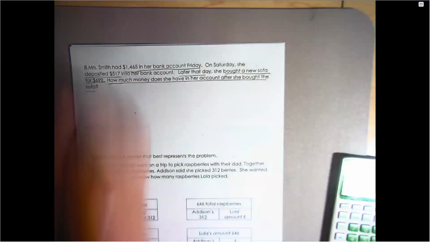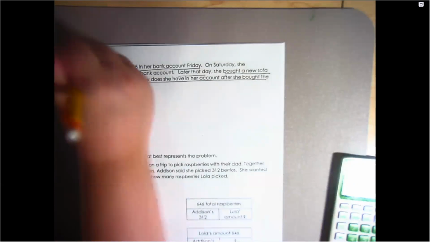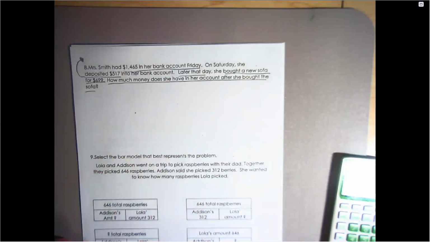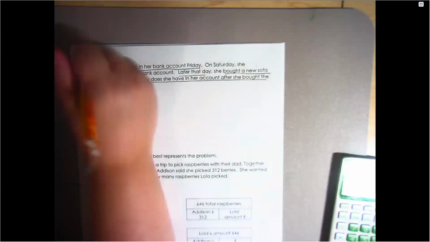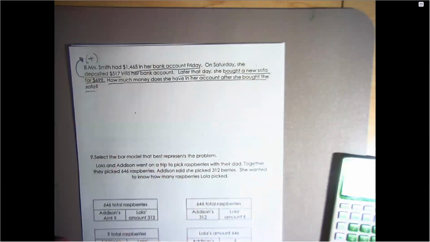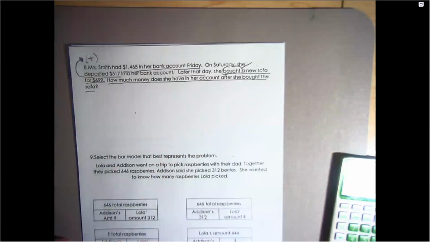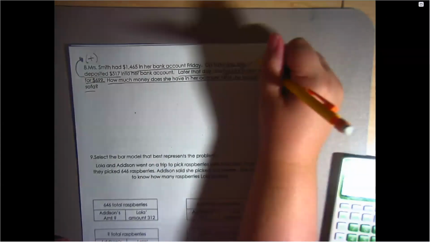This word deposited, it's a banking term, okay? So when I get money and I deposit it into my bank account, I'm adding it to something I already have. And then this word bought, if I buy something, I spend money. So that means I'm subtracting.